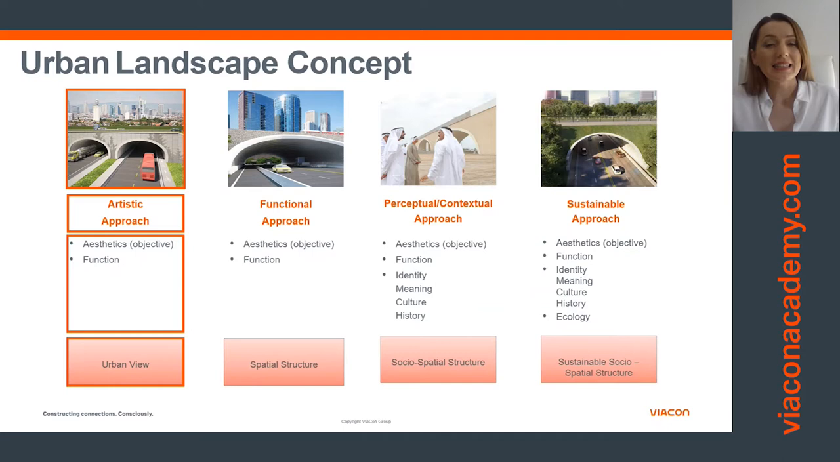The aesthetic arrangement of buried bridge solutions through the approach of urban landscape concept is based on four main aspects. We have artistic approach, functional approach, perceptual contextual approach, and sustainable approach. Generally, we can state that factors of aesthetics, function, identity, and ecology are the four main goals of urban landscape, which are evident in the work of our designers and buried bridge solutions. In the next slides, I will be presenting some of the executed projects and some of the concept design solutions of buried bridge structures.